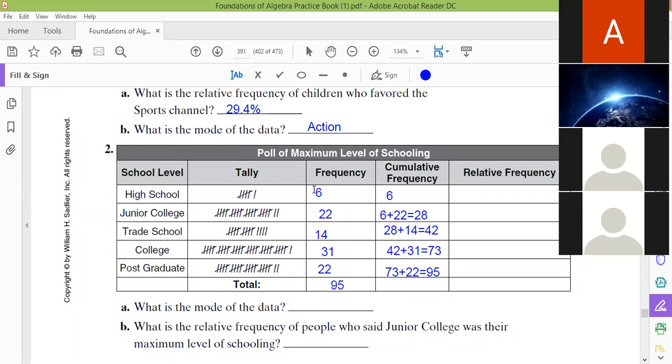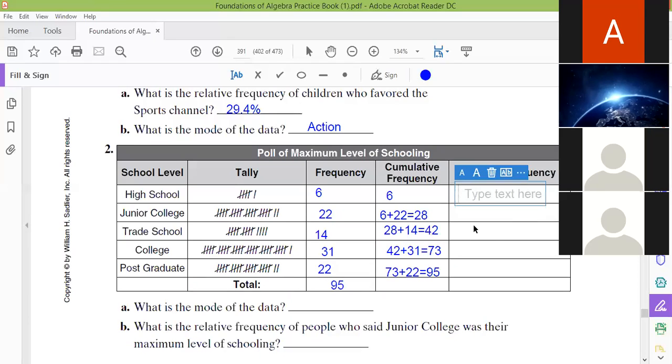Now find the relative frequency. How will you find it? 6 over 95 times 100. Listen to me, Abdulaziz. You have the frequency. How much frequency is given to you? 6. And the total? 95. So you will do 6 over 95, then times 100. Then for the next step, 22 over 95 times 100. 14 over 95 times 100.